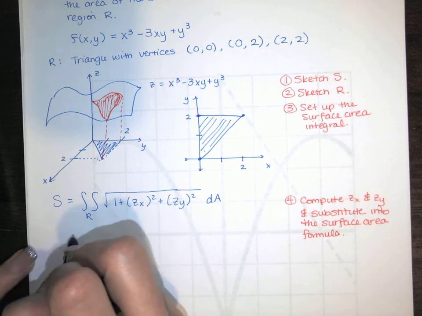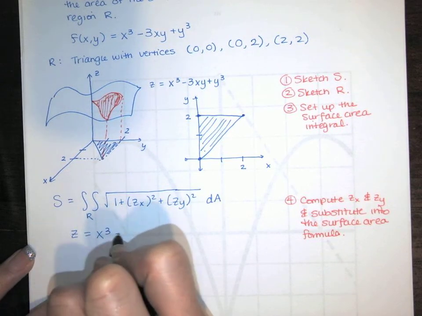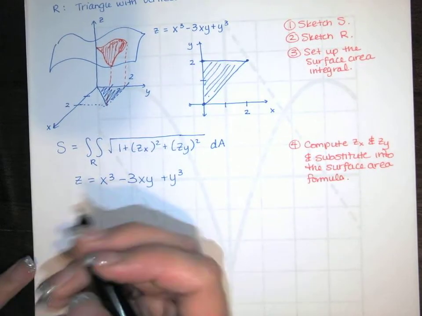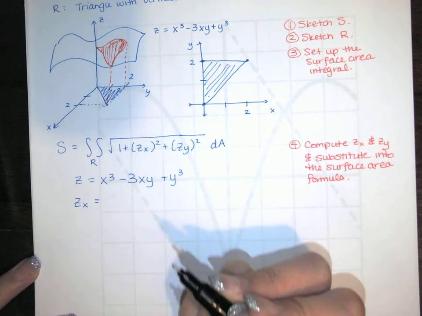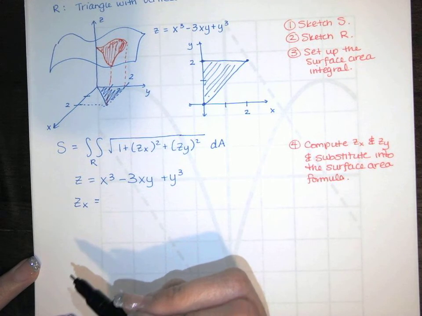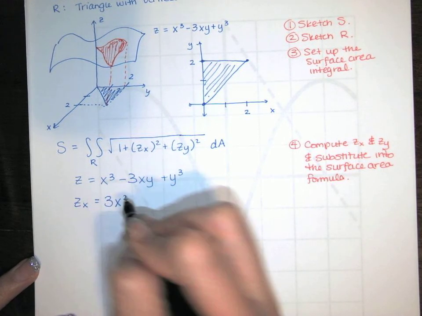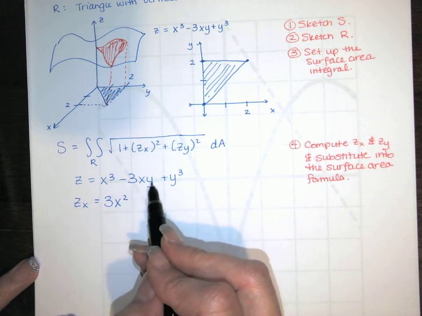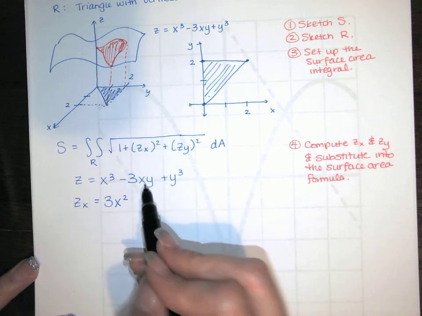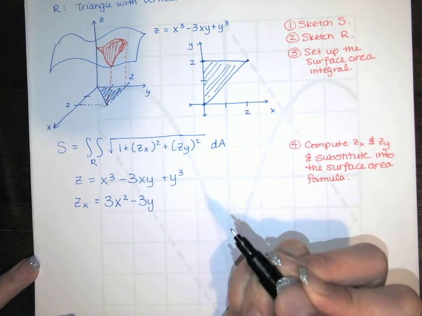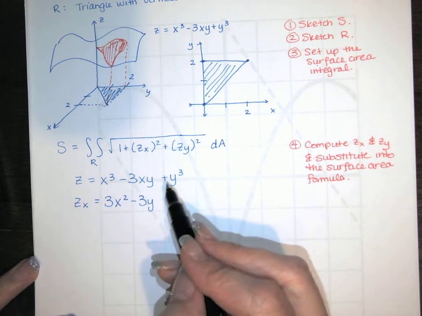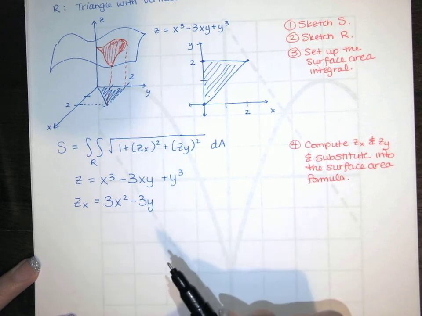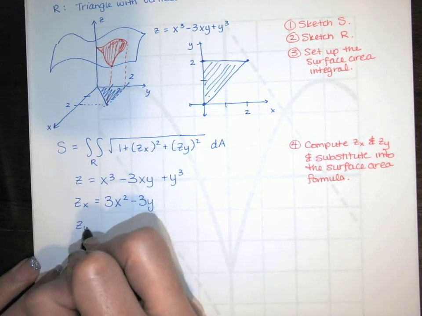Okay, so z is given by x cubed minus 3xy plus y cubed. And we want partials with respect to x and y. The derivative of x cubed with respect to x is 3x squared. And the derivative of this piece with respect to x, remember we want to treat this as a constant times x. The derivative of a constant times x is just the constant. And if we're treating y as a constant, the derivative of a constant with respect to x is 0. So this is our partial of z with respect to x.